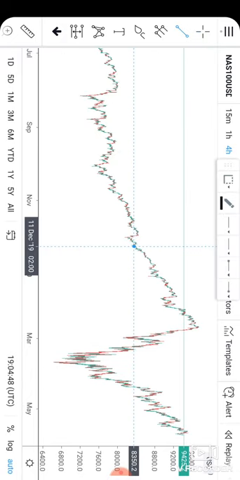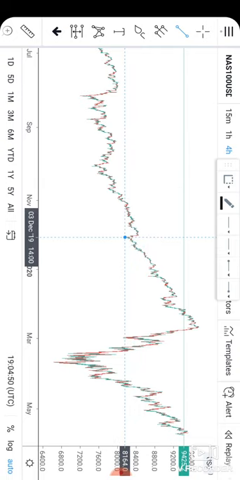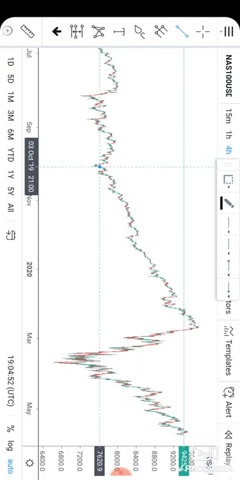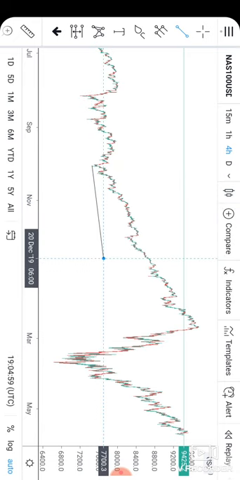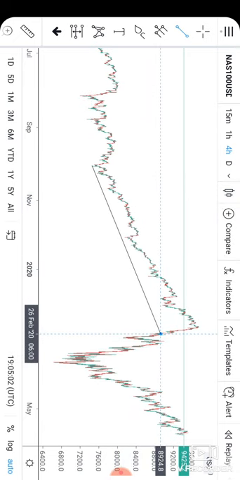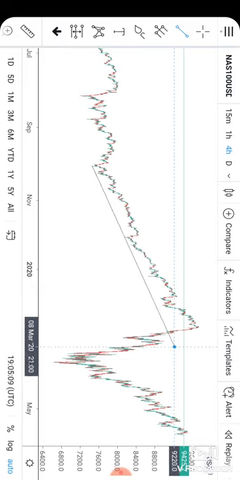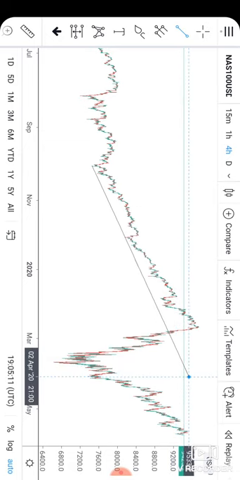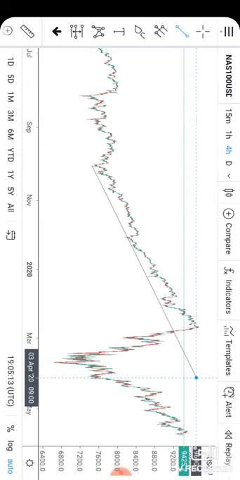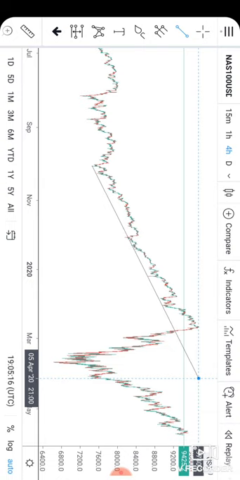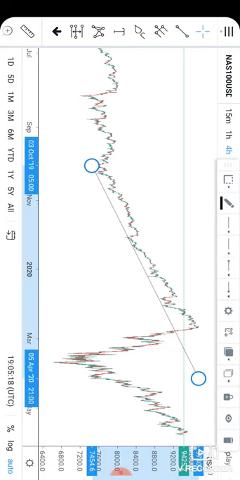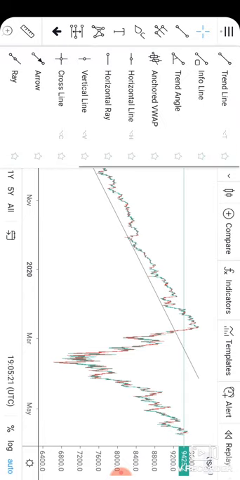This is 4 hours. So trading Nasdaq, you can use 4 hours, you can use 1 hour, you can use 15 minutes, you can use 30 minutes. So those are the time frames I always use. So it's up to you which ones you prefer. So you can adjust it. Just hope you see my analysis, guys.